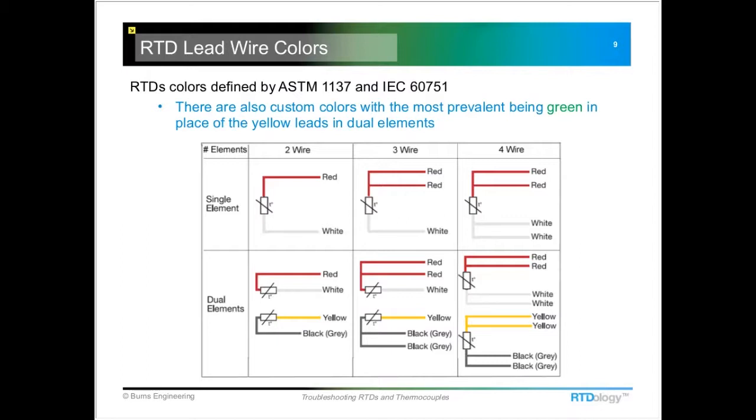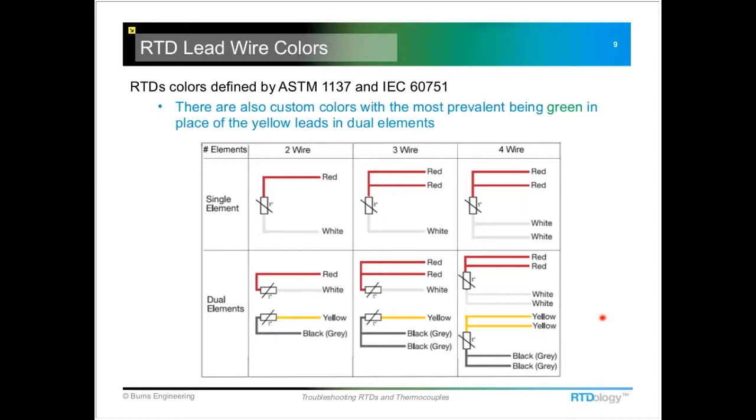The two RTD standards specify the colors that you see here. So we've got for a single 3-wire, we've got 2 reds and a white. If it's a 4-wire circuit, there'll be 2 reds and 2 whites, one on each side of that sensing element right here. And then the dual elements, this is where some of the color codes change a little bit. So the standards say one sensor is red and white, the other is yellow and black.